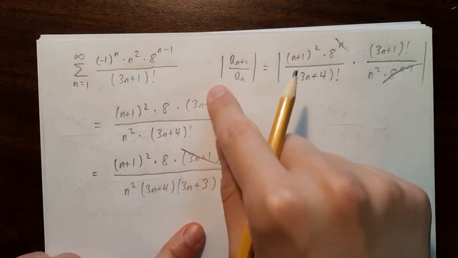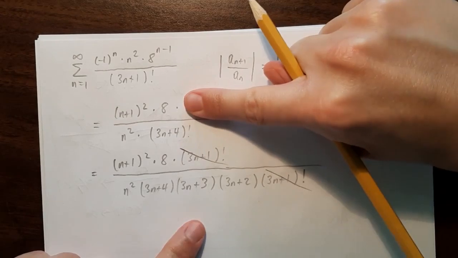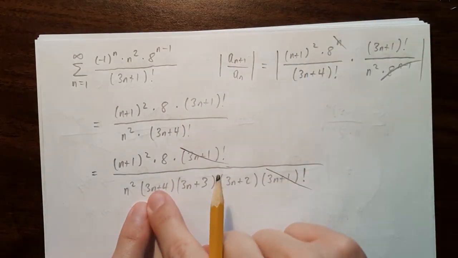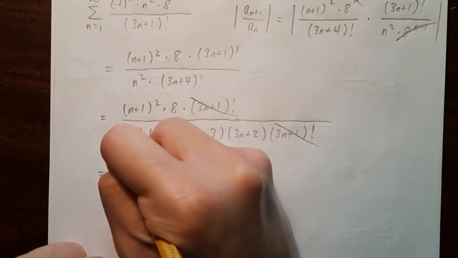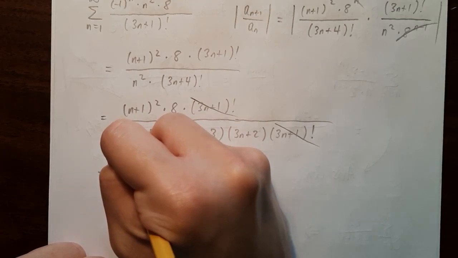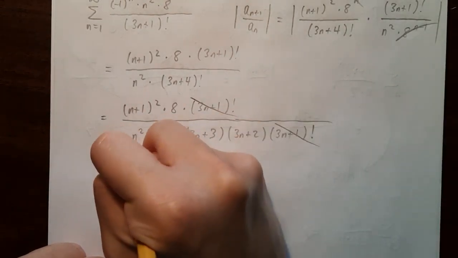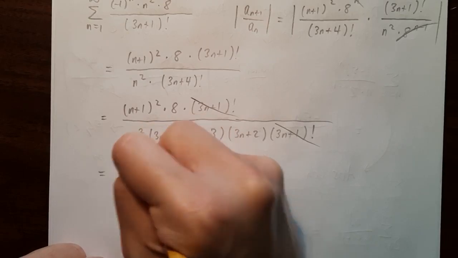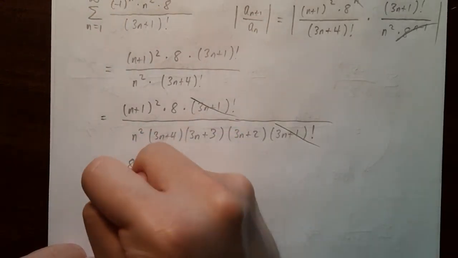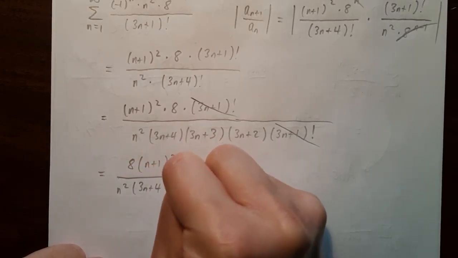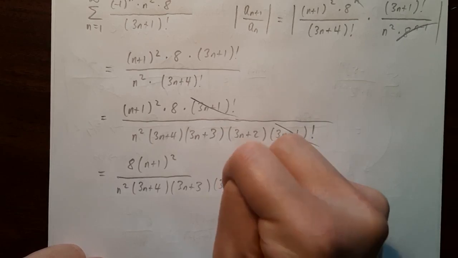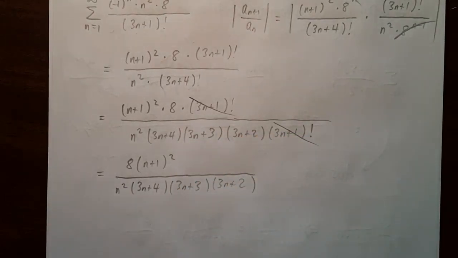So this thing doesn't cancel and just leave one term behind. It actually leaves 3 terms behind. All right, so let's see what we get when all of the dust settles. So I think I'm going to move the 8 over here. So I have 8 times n plus 1 squared divided by n squared times 3n plus 4 times 3n plus 3 times 3n plus 2. All right, and we are tasked with taking the limit as n goes to infinity.